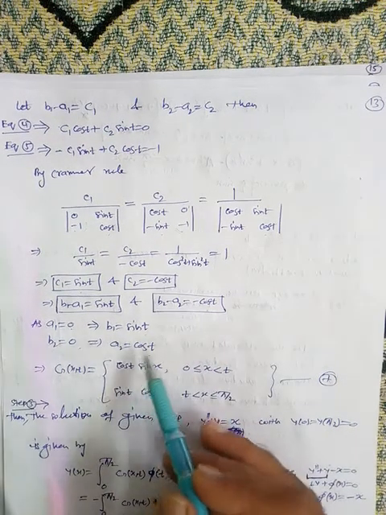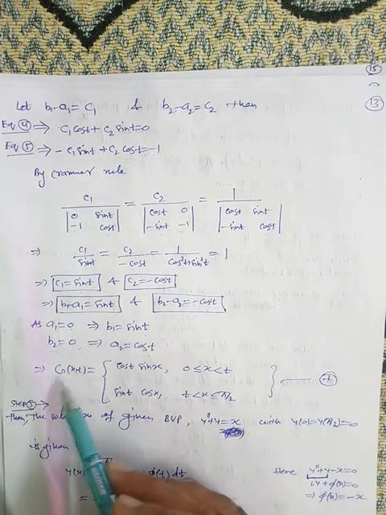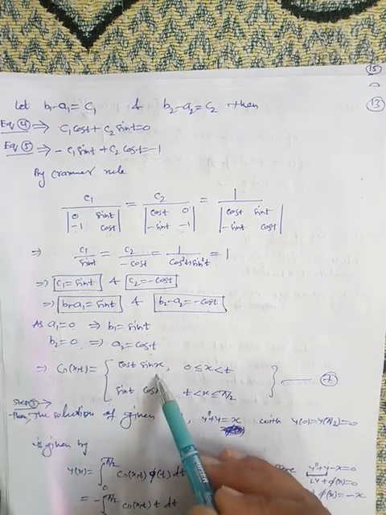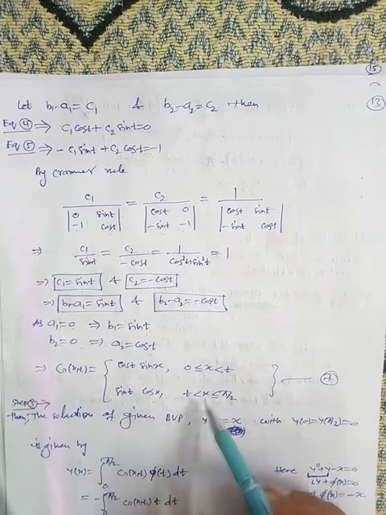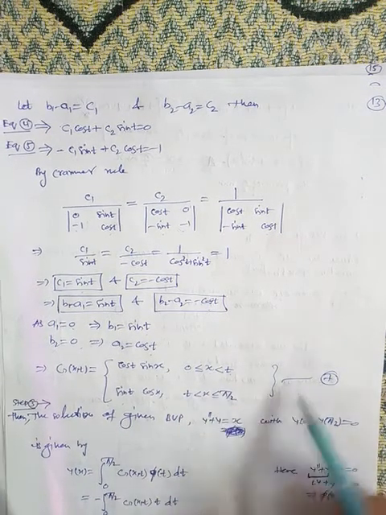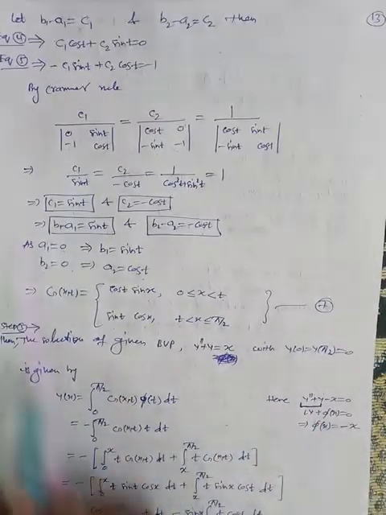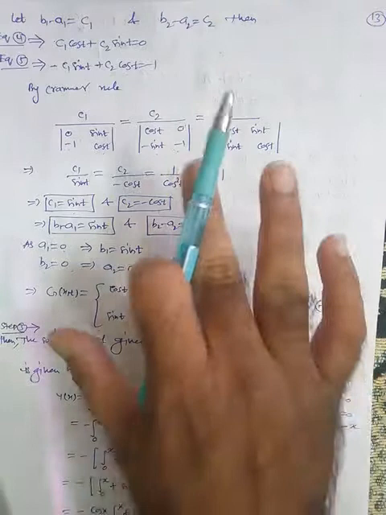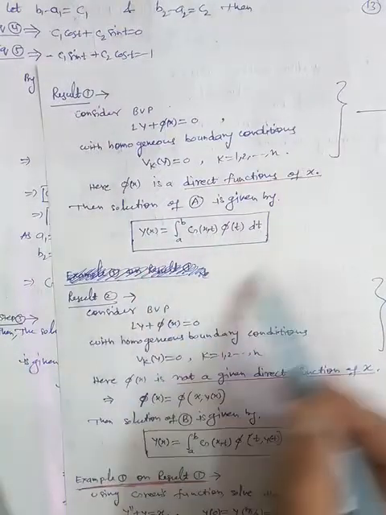Now we substitute these values in the Green's function. So the Green's function will be cos t sin x when x varies from 0 to t, and sin t cos x when x varies from t to pi by 2. So this is the 7th equation. Okay, now step number 3. Once we have evaluated the Green's function, now we will use this result.